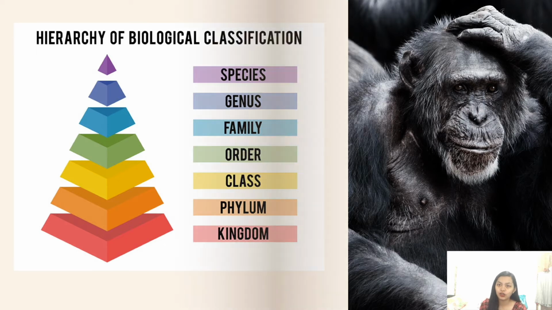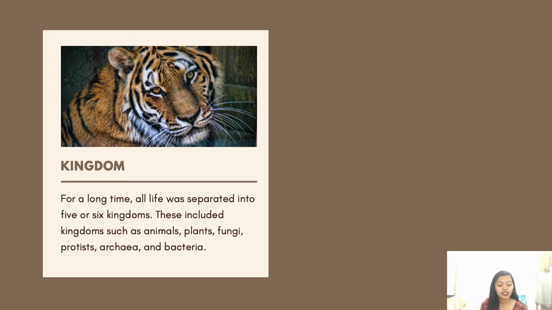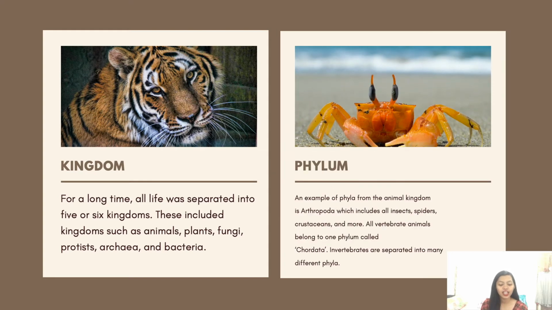And now we will proceed to the classifications, the first of which is the kingdom. The kingdom is divided into 6 kingdoms, which are the animals or Animalia, plants or Plantae, fungi, protist or Protista as some people call it, archaea, and then bacteria. And then next we have the phylum. An example of a phylum from the animal kingdom is the Arthropoda, which includes all the insects, spiders, crustaceans, and more. All vertebrate animals belong to one phylum called Chordata.